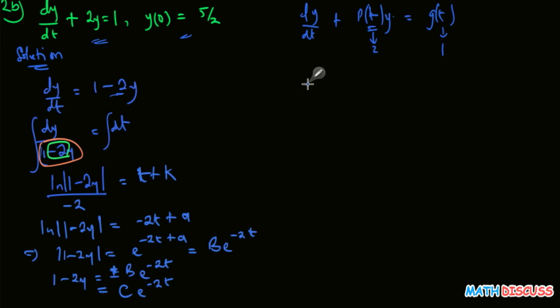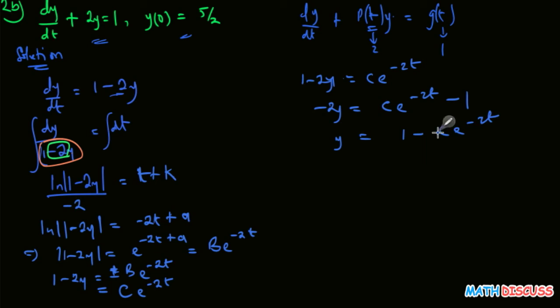So what I have all in all is 1 minus 2y equals c e to the power negative 2t. I only rewrote what I had here. So I want to make y the subject of the equation. So you have negative 2y equals c e to the power negative 2t minus 1. So this becomes y equals 1 minus c e to the power negative 2t, all over 2.